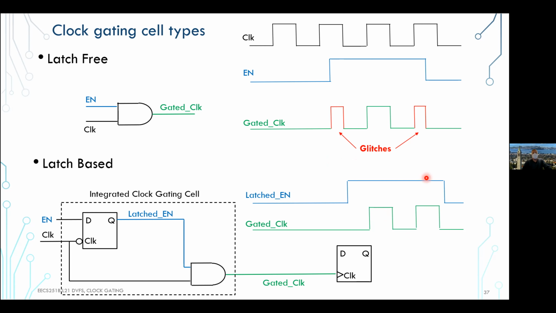And the latched enable doesn't change when the clock is high, so that's nice. It keeps frozen, and then it only changes after the clock goes low. Because the enable changes somewhere in between, that doesn't matter. The latched enable is still stable and passes the 2 full pulses of the clock very cleanly, right? Okay. So this is called, let's say, an integrated gating cell.